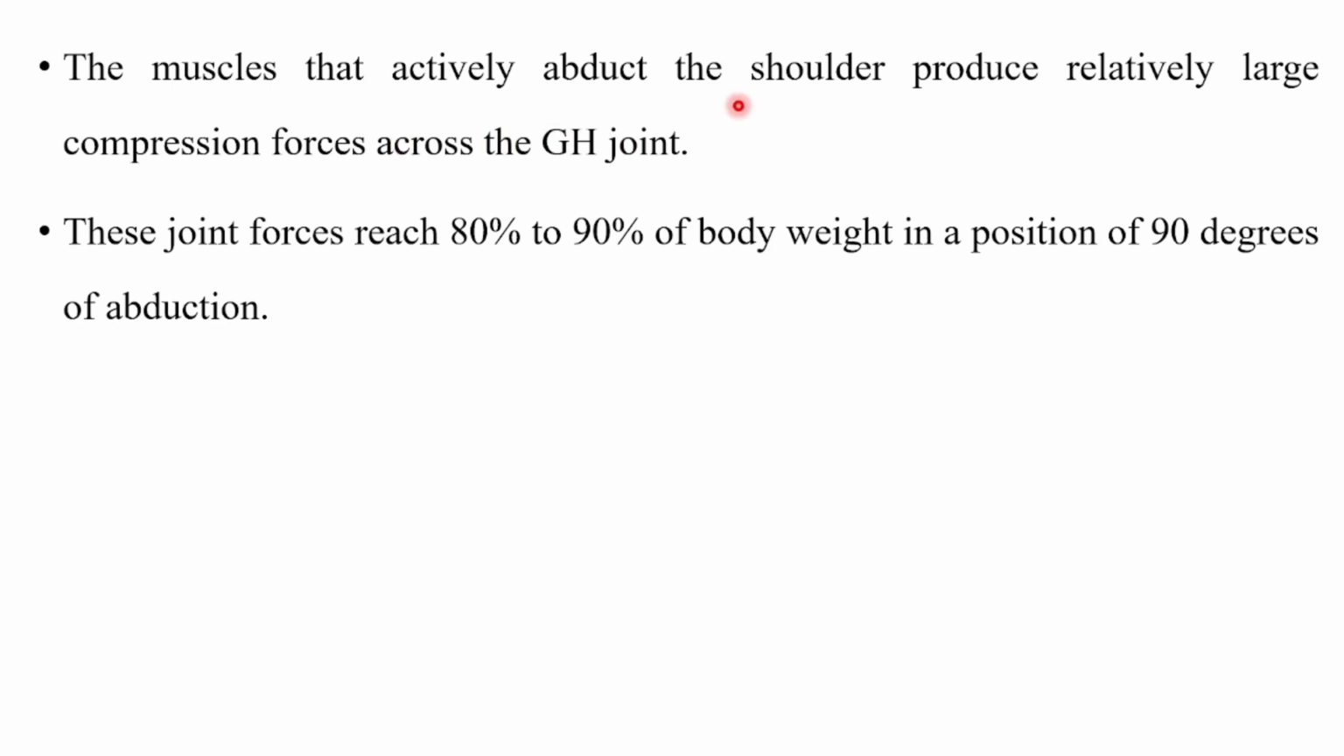The muscles that actively abduct the shoulder produce relatively large compressive forces across the glenohumeral joint. These joint forces reach 80 to 90% of the body weight in a position of 90 degrees of abduction. So in 90 degrees of abduction, there will be around 80 to 90% of the body weight in compressive forces produced by the muscles that are actively abducting the shoulder.